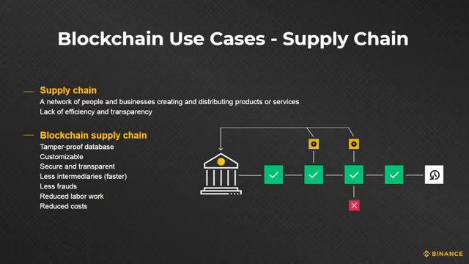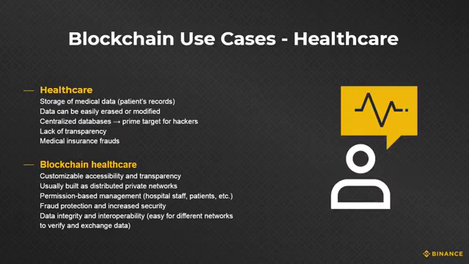So look at blockchain use for supply chains. A supply chain is a network of people and businesses creating and distributing products. We look at the normal supply chain and the blockchain one. These people are distributing products and services, and most times they lack efficiency and transparency. This one is a tamper-proof database, customizable, secured and transparent, with less fraud, reduced labor work, and reduced costs. So these are various advantages.